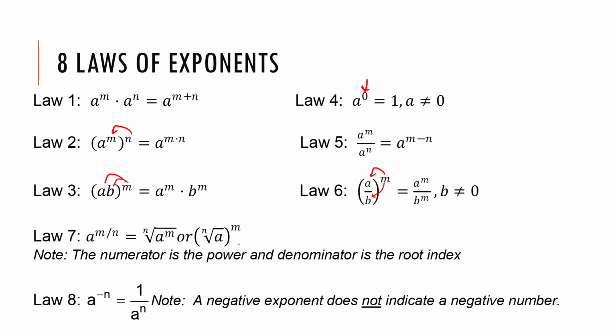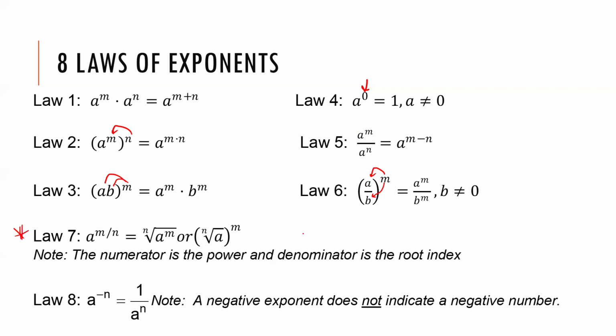Law 7 is our rational or our fractional power property. Okay, this is probably the new guy. Don't know why I made it 7 instead of 8. It's saying that when you have a fractional power, the numerator of the power is going to be the power of the factor. The denominator is going to be its root.